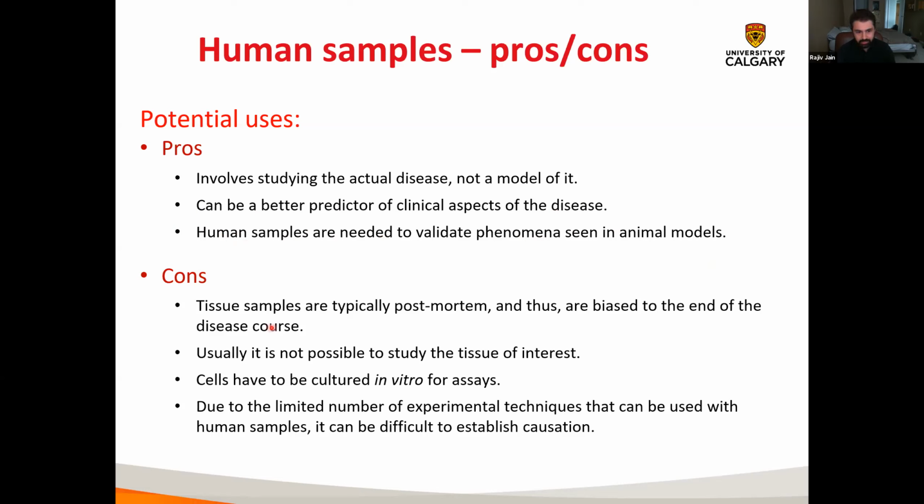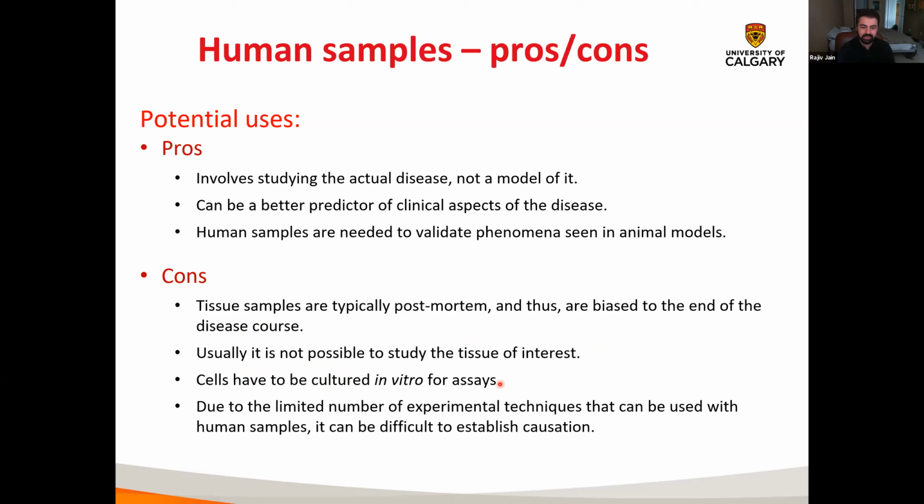There's a lot of cons though. First of all, if you're working with tissue samples, as I alluded to before, these are typically given post-mortem, or after the individual has passed away. As a result, these samples are highly biased towards the end phase of the disease, and so it's very hard to learn about the early phases of MS from these tissue samples. Furthermore, it's also usually not easy to study the tissue of interest if you're working with live individuals with MS, because obviously you can't take out the brain of someone who's currently still living. You're kind of forced to work with what's available, which isn't always representative of what's going on in the tissue.